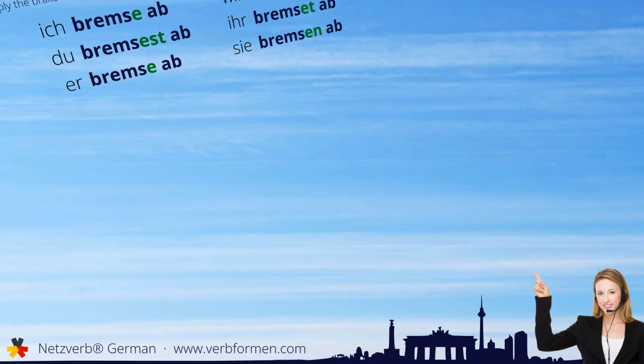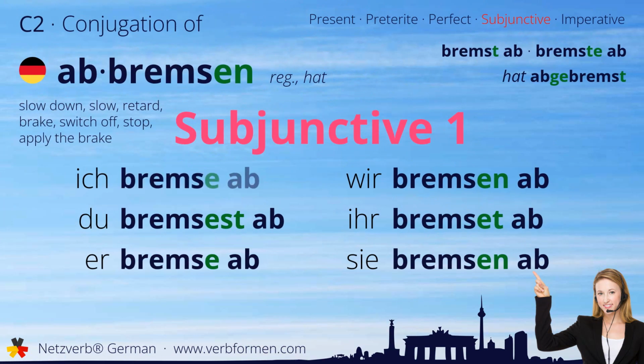Next up is the subjunctive one. Ich bremse ab. Du bremsest ab. Er bremse ab. Wir bremsen ab. Ihr bremset ab. Sie bremsen ab.